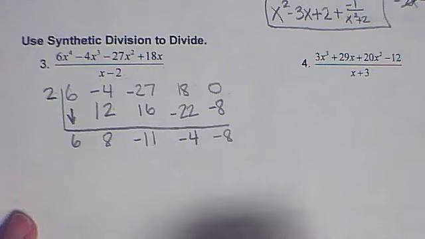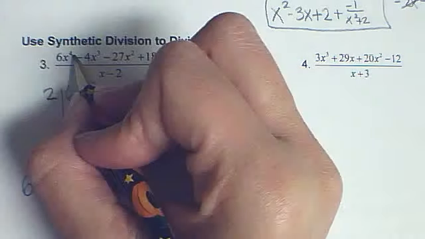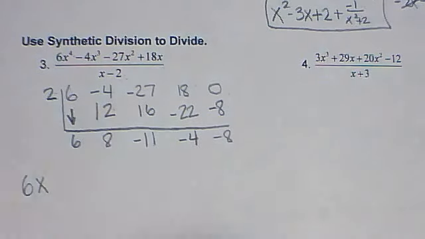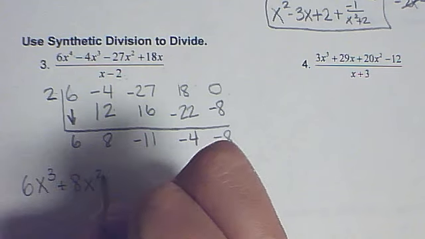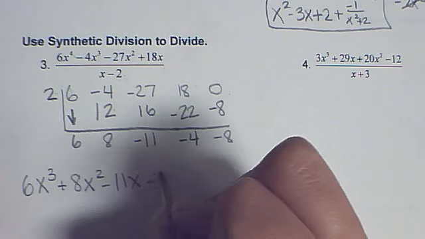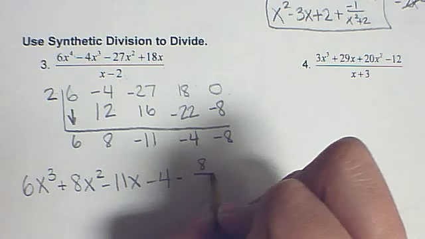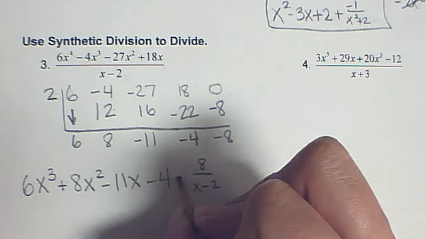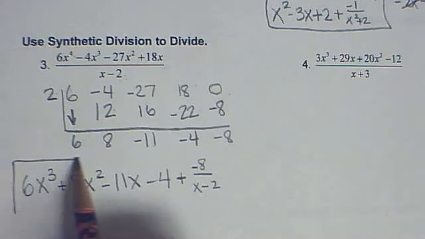Recall to write my answer, I'm going to start with this first term of 6x, and I start with one exponent less than 4. So 6x to the third plus 8x squared minus 11x minus 4, and then a remainder of negative 8 over x minus 2. I could again write this as plus negative 8, and both of those answers would be sufficient.